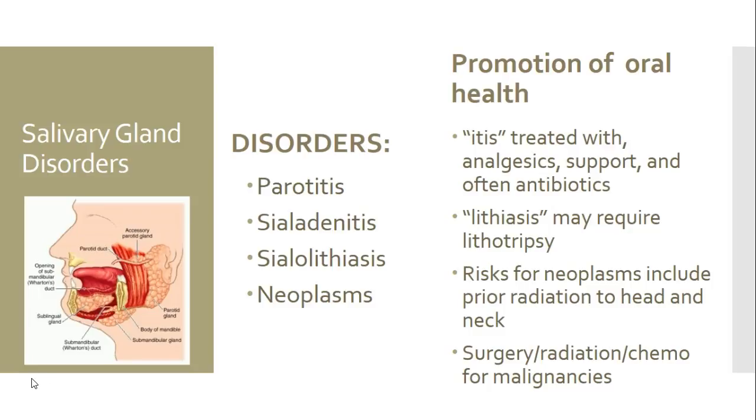So disorders of the salivary glands can include those that are listed for you there. Some of them are caused by viral infections like parotitis or by bacterial infections. Parotitis can be from mumps or can be from Staph aureus. Sialadenitis can be a primary problem or a secondary problem. If it's secondary, it usually occurs because of radiation that has been done to the neck. Sialolithiasis means that there are stones that develop within the salivary glands, and those maybe need to be broken up by lithotripsy, which is sound waves that break that up. And if they happen to develop cancer, we can have that cancer removed because of surgery, radiation, chemo. Those can be used to treat those malignancies.